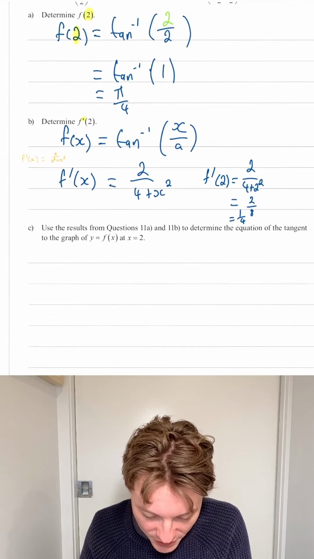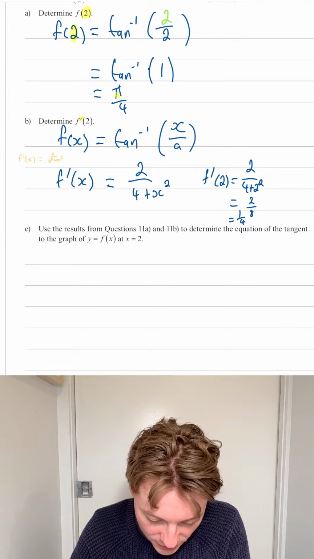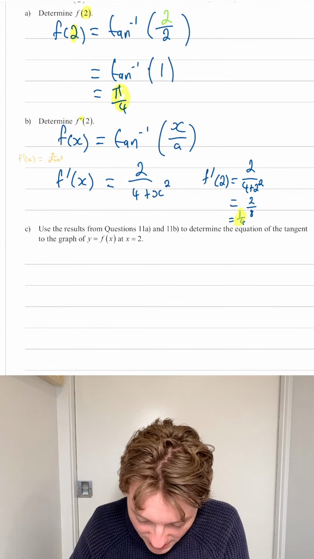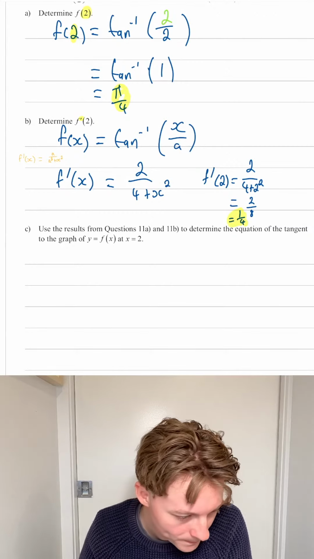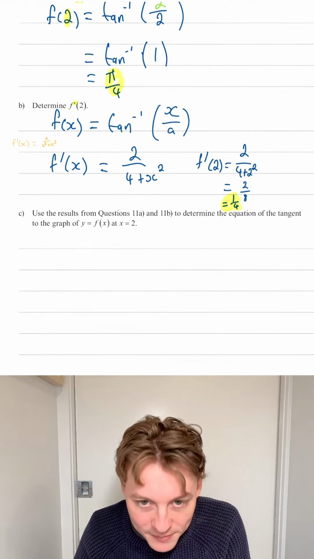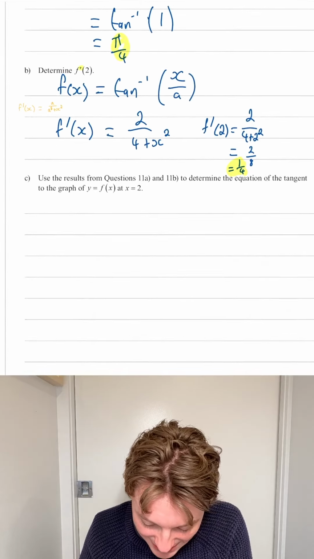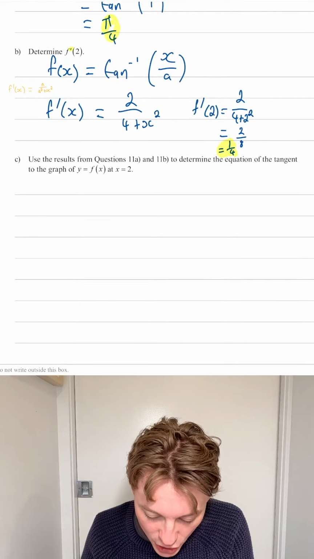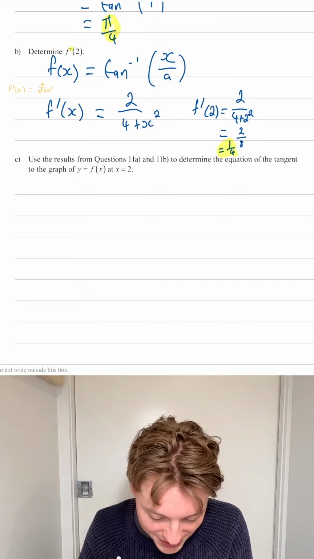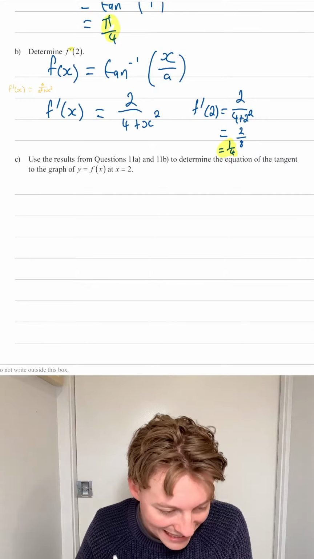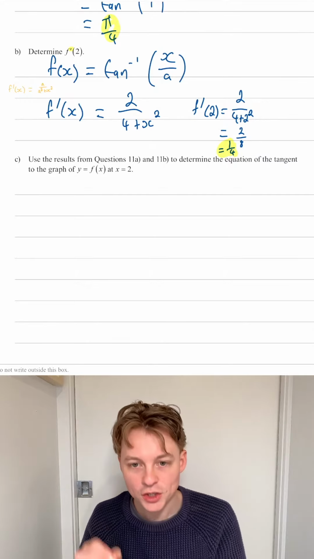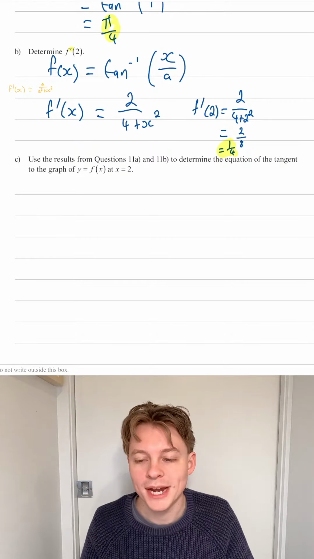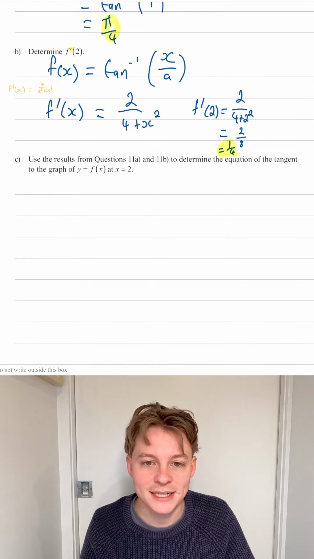So I've got these two values. For part A, I have the answer of pi on 4. For part B, I've got the answer of 1 on 4. If I come down to part C, it says, using the results from questions 11A and 11B, determine the equation of the tangent to the graph at x equals 2. So I'm trying to determine my equation of the tangent at x equals 2.